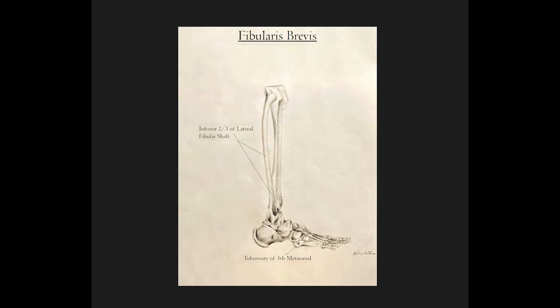Let's move on to the muscles. The first muscle we're going to talk about is the fibularis brevis. The fibularis brevis is the deepest muscle in this lateral compartment of the leg. It's going to attach directly to the shaft of the fibula. From there, it's just going to run down and run posterior to this lateral malleolus and then insert onto this tuberosity of the fifth metatarsal.